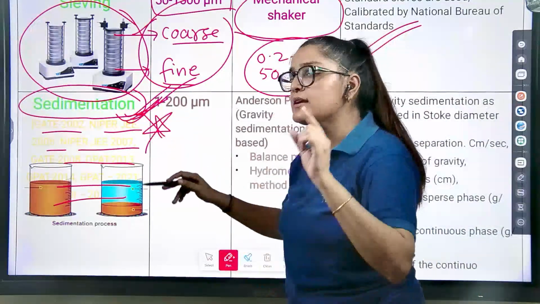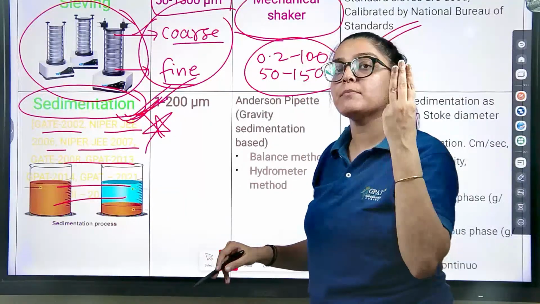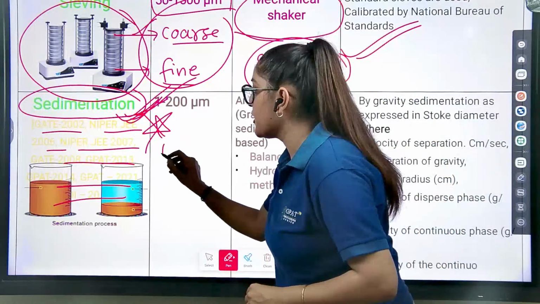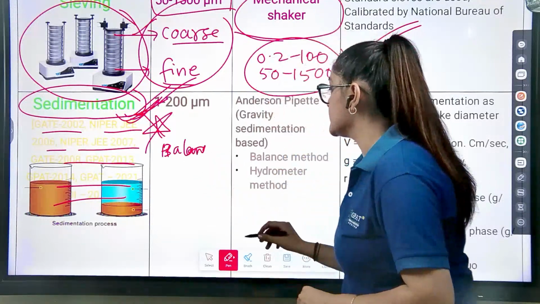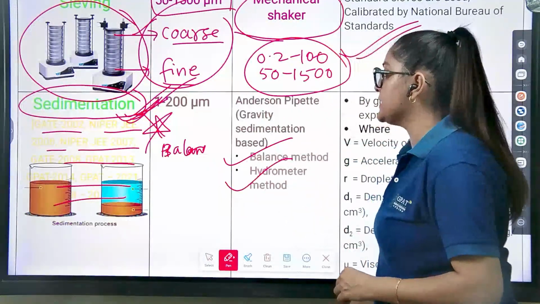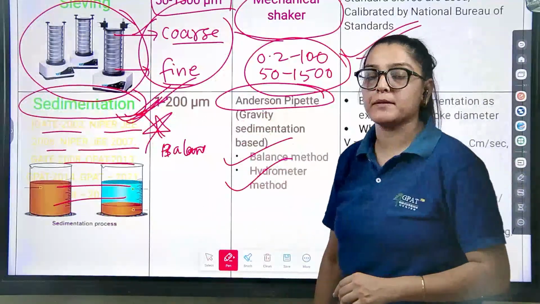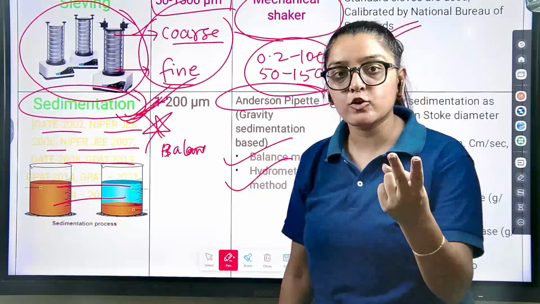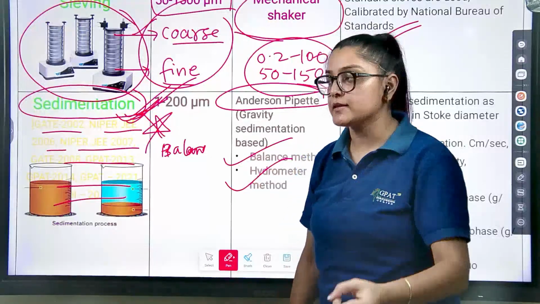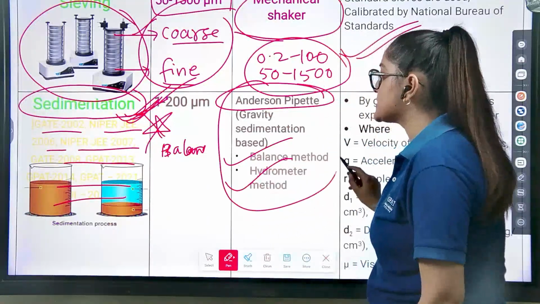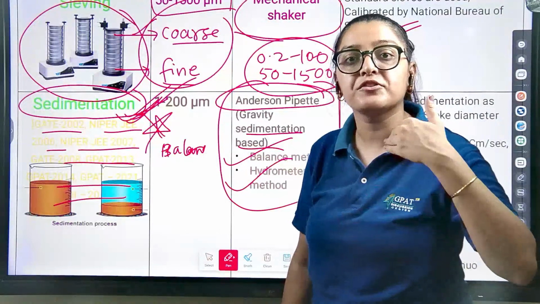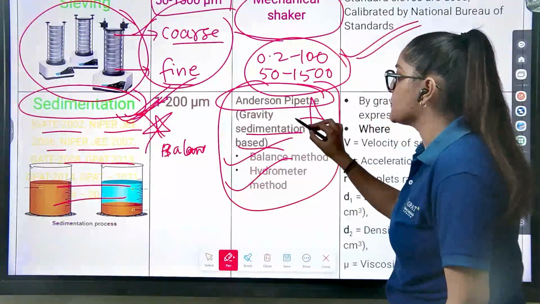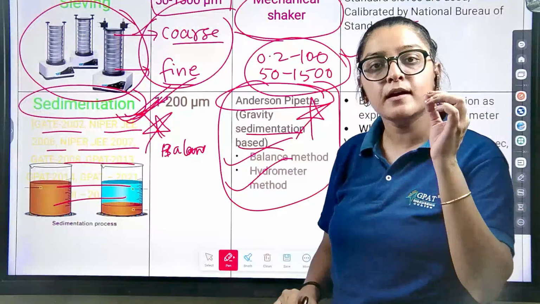So whenever you hear about sedimentation, remember three methods: balance method, hydrometer method and Anderson pipette method. All these three methods are based on sedimentation, that means the rate of settling of the particle, and most important among these is the Anderson pipette method.